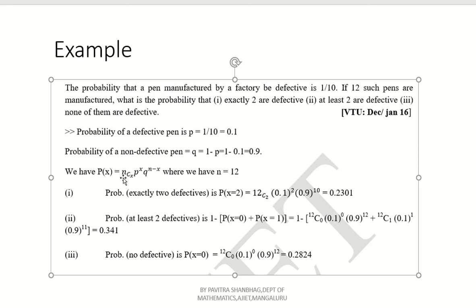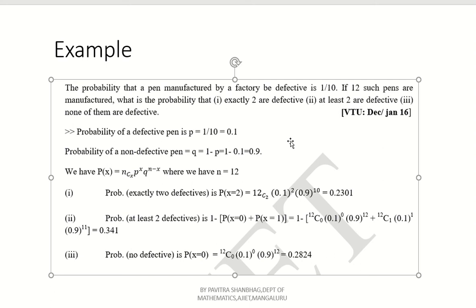Put x equal to 2 in this, n equal to 12, p equal to 0.1, q equal to 0.9. So what will you get? 12C2 into 0.1 power 2 into 0.9 power 10. Now simplify this, you will get 0.2301. Okay. Now the second condition. Probability that at least 2 pens are defective. See, what is at least 2 pens? At least means what?